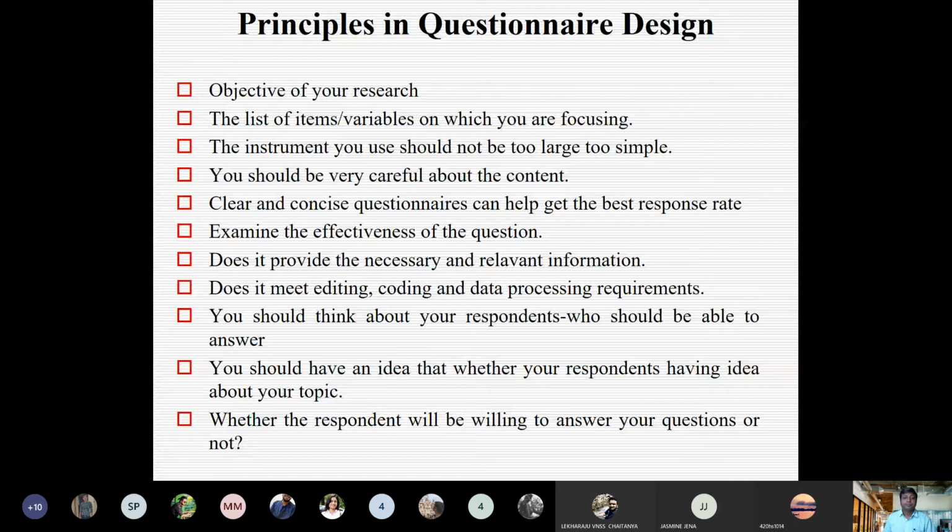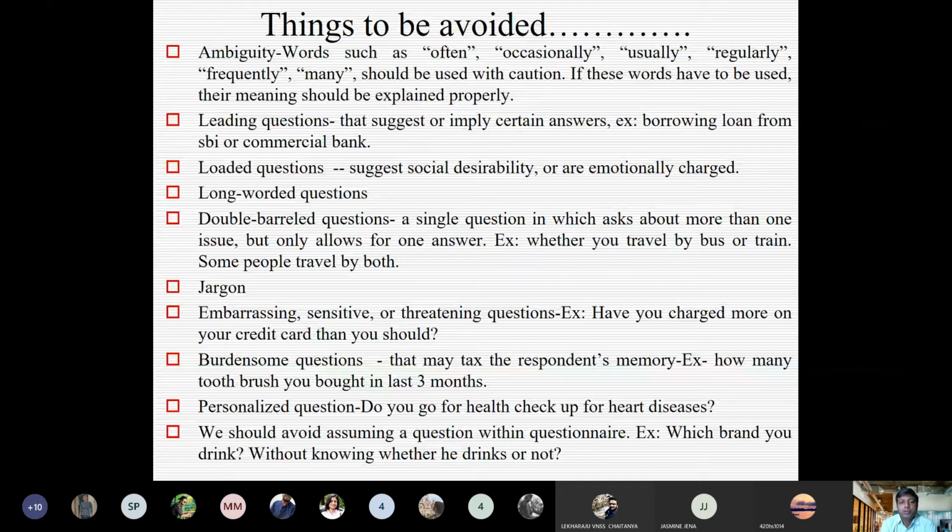Then, things to be avoided while preparing the questionnaire. What should be avoided? Ambiguous words such as often, occasionally, usually, regularly, frequently, and many should not be used in the questionnaire. If these words have to be used, their meaning should be explained properly.